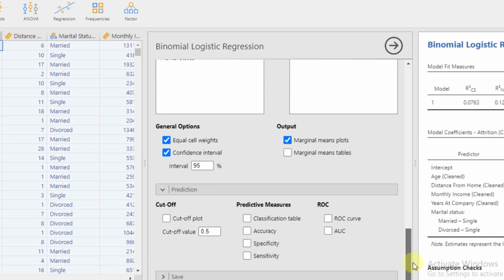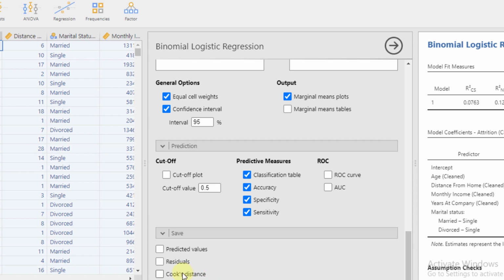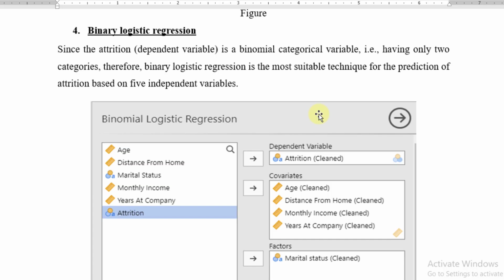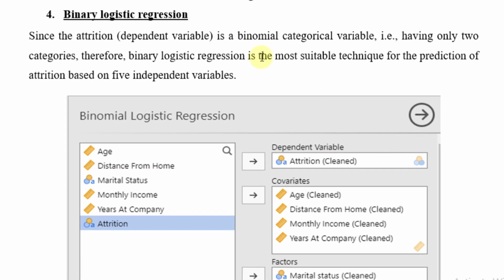Prediction, that's again most important: the classification table and accuracy, specificity and sensitivity, and at last Cook's distance. These are the most important things. Once you have done with this, click on this arrow button. I have also written the report for you people.